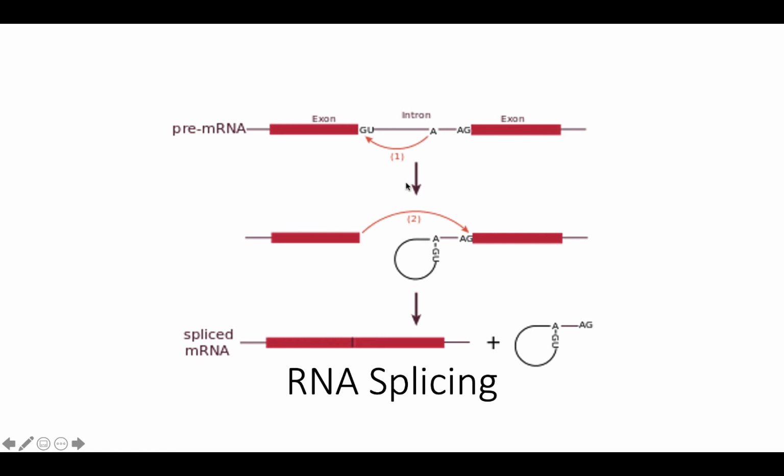The SNRPs will come, and then they will bind in this area. They will recognize the GU, and then they will loop it around. Then we will recognize the AG. Once they loop it, this is the lariat. Once they recognize the AG, this is just a matter of excision.